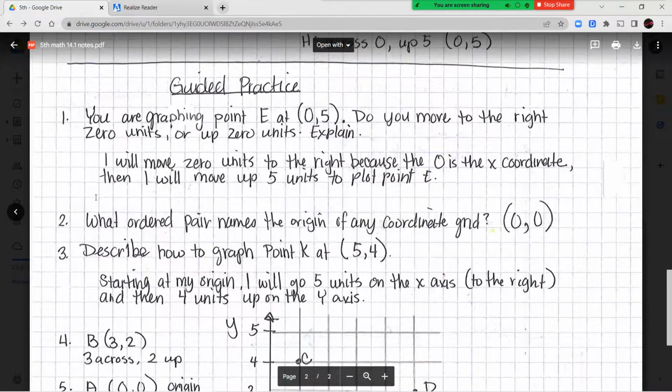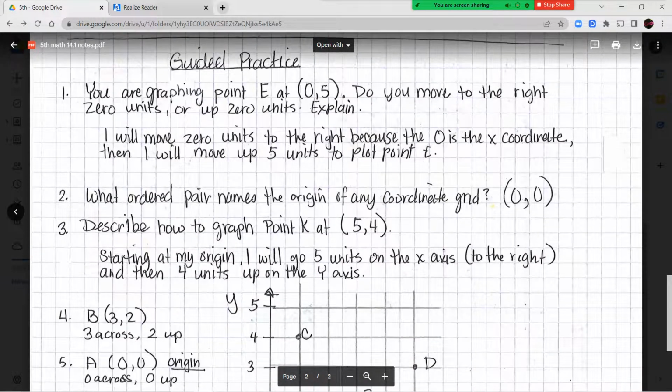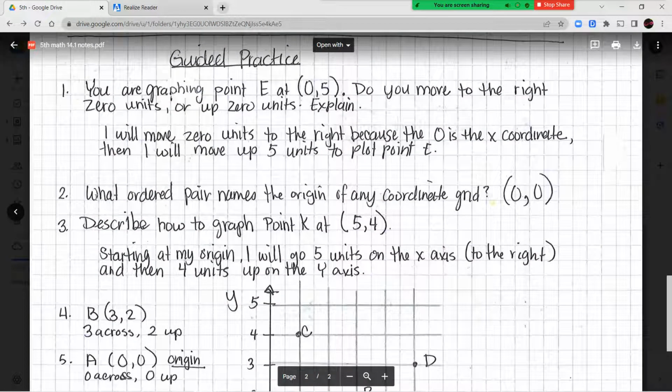Next, let's take a look at our guided practice. Number 1 says you're graphing point E at 0, 5. Do you move to the right 0 units or up 0 units? Explain. Now I know because of the location of 0, it's in the spot for the x coordinate. So I will move 0 units to the right, and I won't move anything across the x coordinate. And then I'm going to move up 5 units to plot point E at 0, 5.